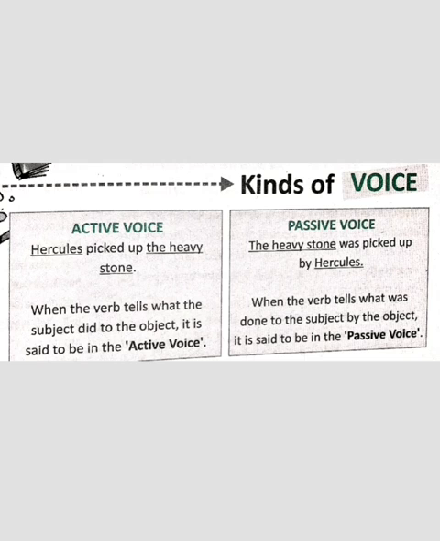Passive voice. The heavy stone was picked up by Hercules. In this sentence, the subject is the heavy stone. Subject is passive here. That means the action is done to the subject. So this is passive voice.